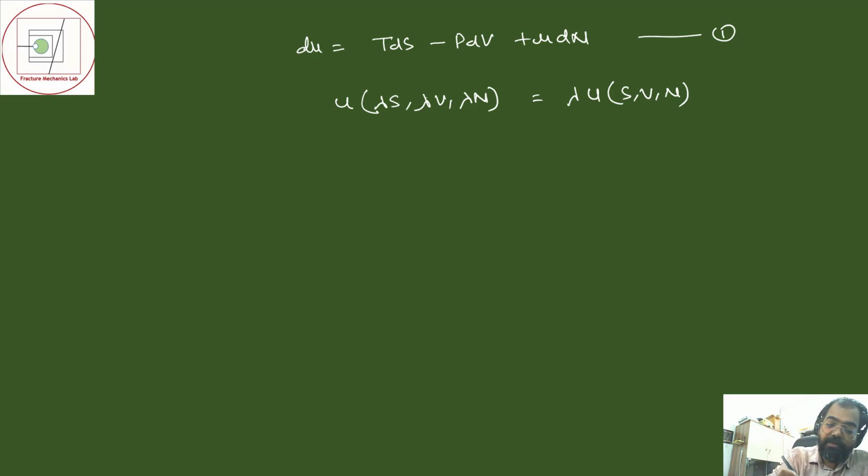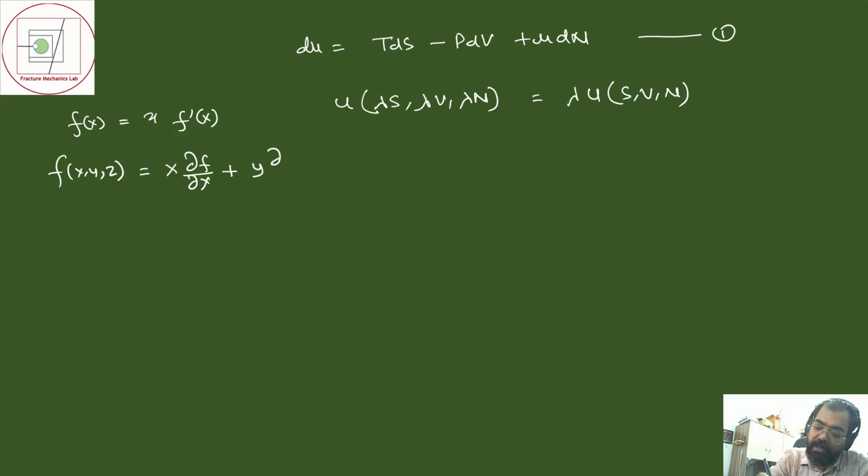So what we did with Euler's theorem was f(x) equal to x by 3 f dash x for a third degree homogeneous function. If it is a first degree homogeneous function, it is simply x f dash x. So if it is f of x, y and z, then it is going to be x del f by del x plus y del f by del y and so on. So similarly, I can write U, not dU, U, because it is f(x).